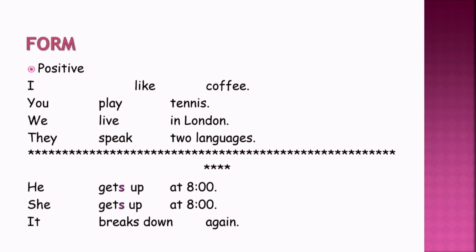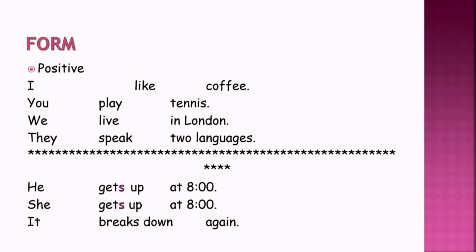As far as the first form is concerned, which is the positive, we are going to classify the verb into two types according to the subject. If the subject is plural, then the verb should be in its base form. That is to say, there is no addition. For example, when the subject is they, which is a plural subject pronoun: they speak two languages. You see, they and speak. The verb speak is in its base form.